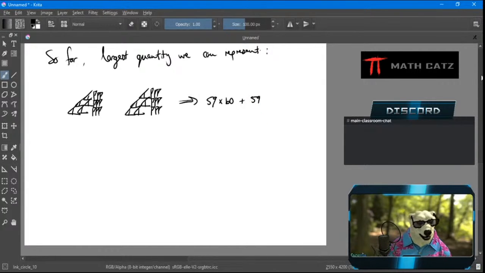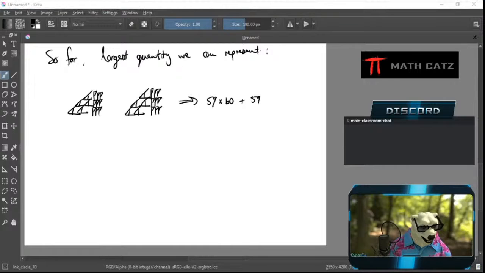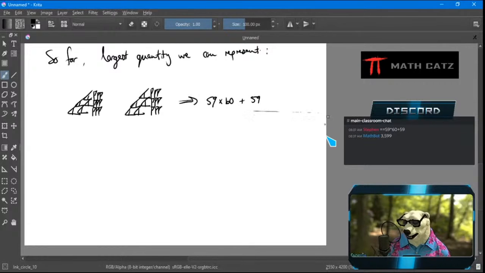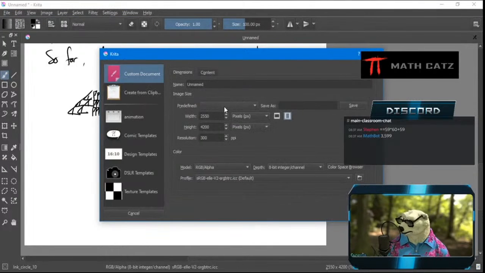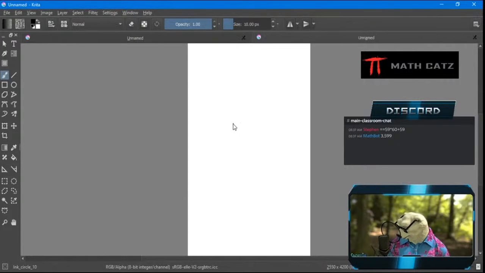Let's see what that value is in decimal. 59 times 60 plus 59 is 3,599. So now think about what would happen if I look at my very familiar decimal situation and really think about it, which I don't do anymore because I'm so used to it, but let's try.